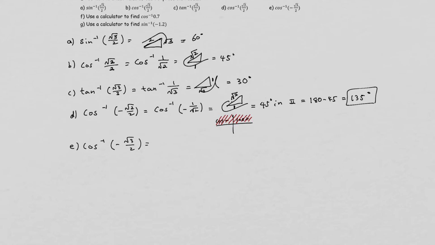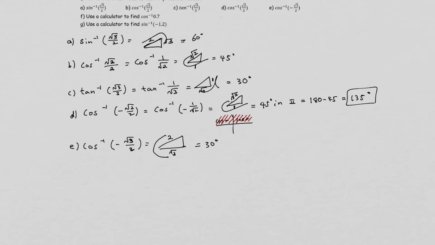These do not have the same value. So this is going to be cosine. On the bottom is going to be square root of 3 and hypotenuse will be 2. And if you recall, this is going to be 30 degrees.